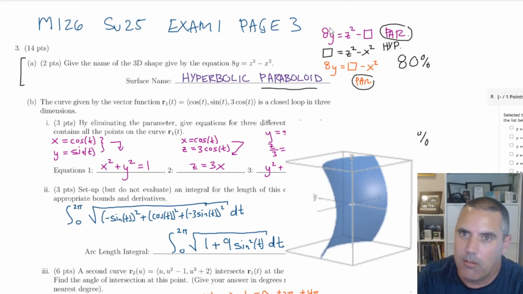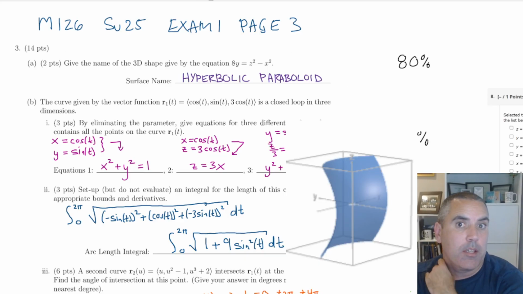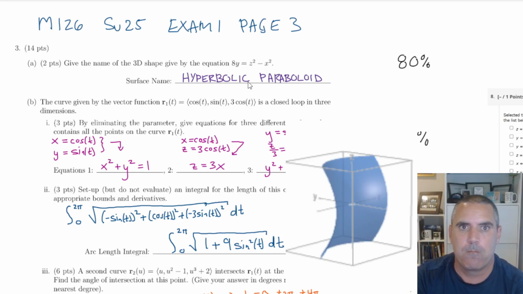80% of the class got it right, so I don't think it's worth talking about anymore. But if you're one of the 20%, this is one of those things where you're like, how did I miss that in my studying? That's on lots and lots of homework and old exams.